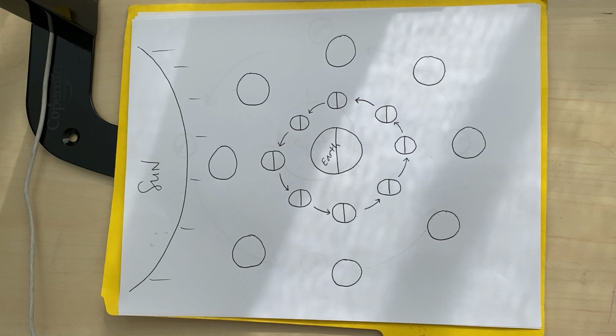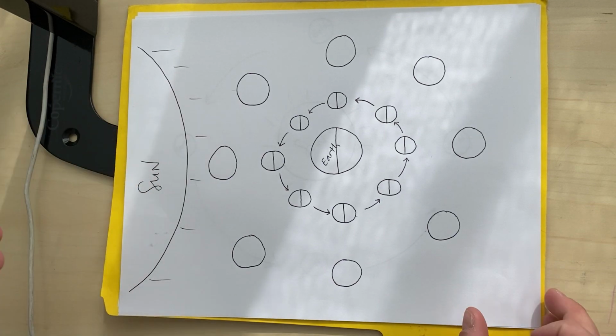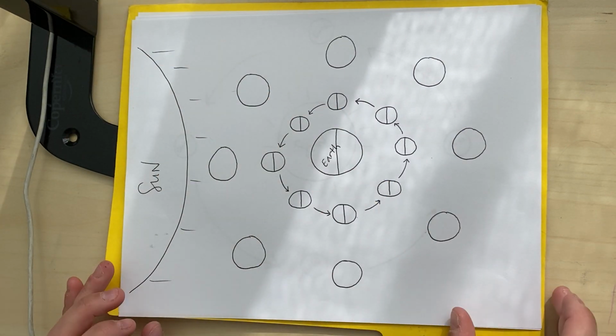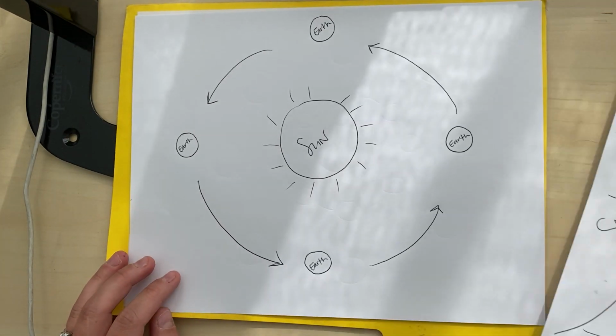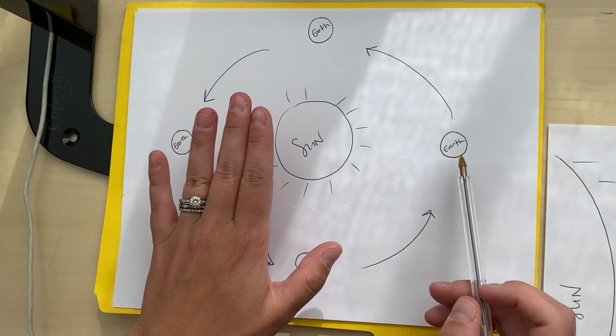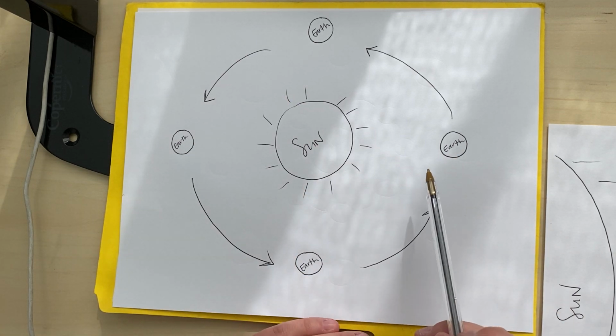Before we start filling this in, I want to go over just a couple important things that you've already created in your model. So the first one is the location of the sun, okay? I picked the sun to go over here, but I want you guys to keep in mind that the Earth orbits the sun over time, okay? So it does this.